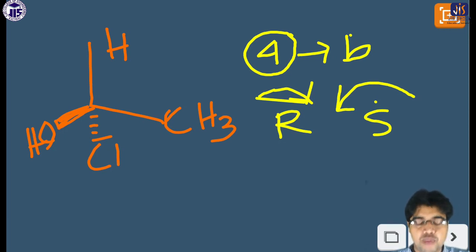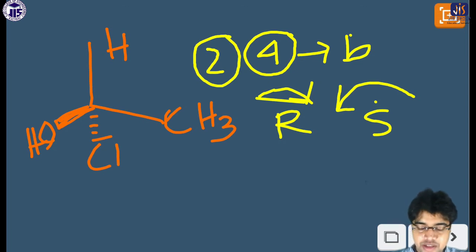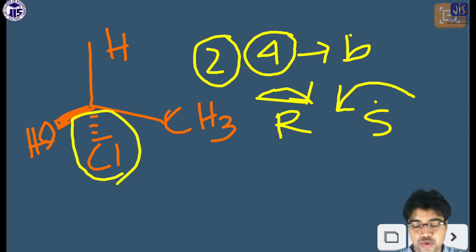Just keep in mind, 4th and 2 are both the same case. If 4th or 2 is in the back position, this is the back position, then positive, that means clockwise will be R, the general case, and anti-clockwise will be S. Just keep in mind the general thing is that clockwise will be R, anti-clockwise will be S. Then it will be opposite when some other number is in this position.